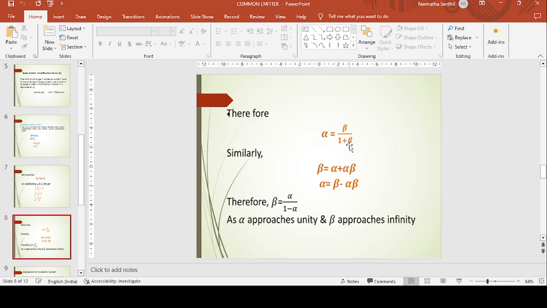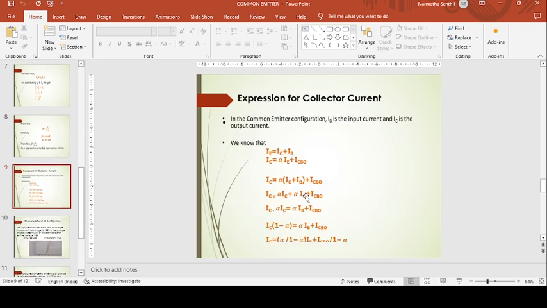We are rearranging this. If you want the value of beta, cross multiply this, you will get alpha plus alpha beta is equal to beta. So alpha is equal to beta minus alpha beta. Therefore beta is equal to alpha divided by 1 minus alpha. And here, as alpha approaches unity, beta approaches infinity, since these two are directly related through this expression.